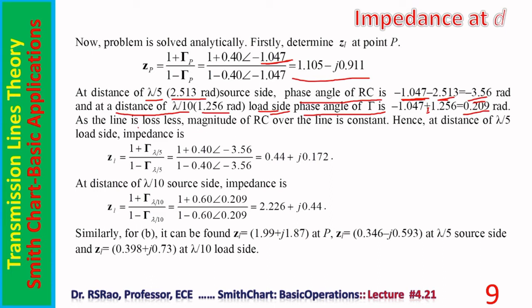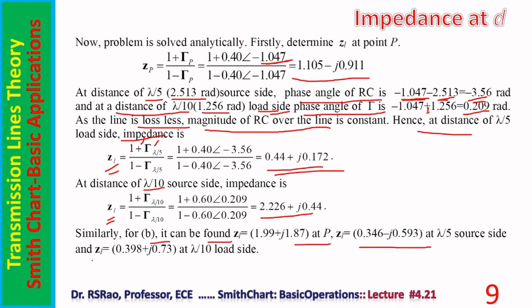So the angle of gamma comes out as 0.209 radians. As the line is lossless, the magnitude of the reflection quotient over the line is constant, hence at a distance of lambda by 5, the load side impedance becomes this. Magnitude is known, angle is computed, so ZL one can find out within no time: 0.44 plus j0.172. This is the value of ZL over the line at a distance of lambda by 5 on the load side. At a distance of lambda by 10, in the same way one can find out ZL. It comes out to be equal to 2.226 plus j0.44. Similarly for B also, one can do the same exercise and find out ZL.